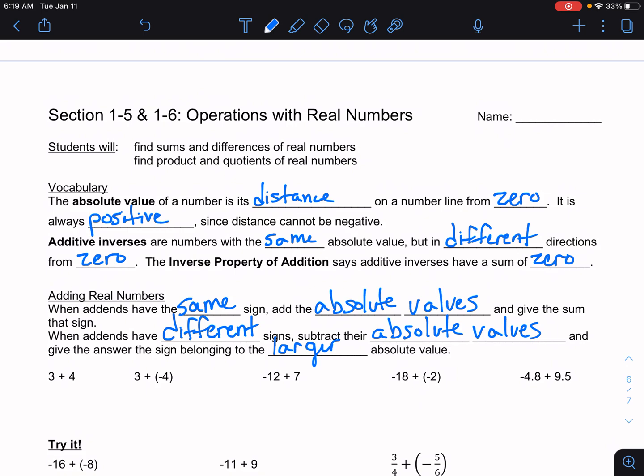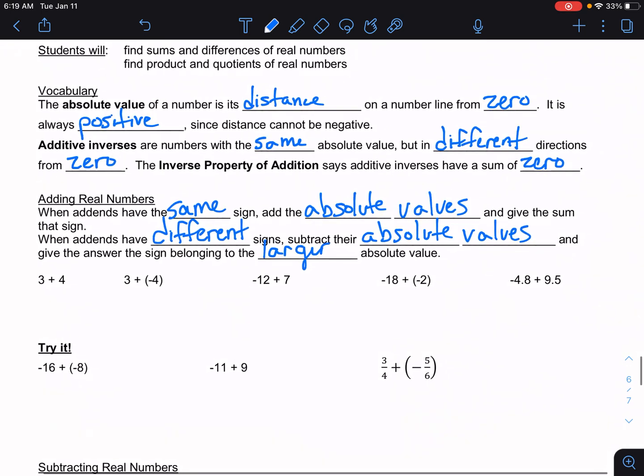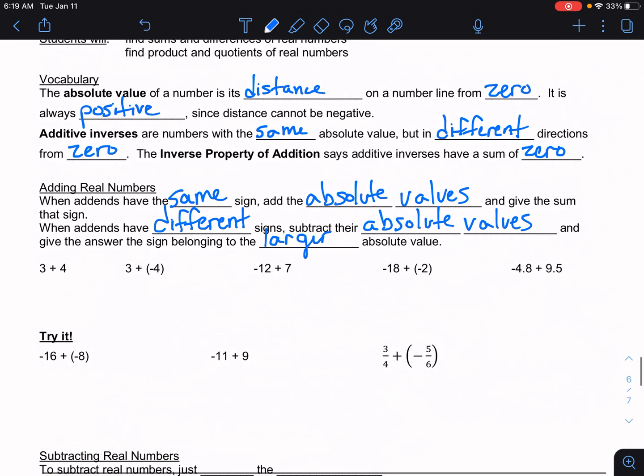So let's take a look at a few examples of this. For the first one, we've got 3 plus 4. Both of those are the same sign. We add together their absolute values. 3 plus 4 is 7. And then since they're both positive, we leave our final answer as positive. So let's say we were adding 3 plus -4 this time. Now we're going to subtract. So we're going to take 4 minus 3 is 1, and then keep the sign of the larger number. -4 is larger, so that's going to be -1.